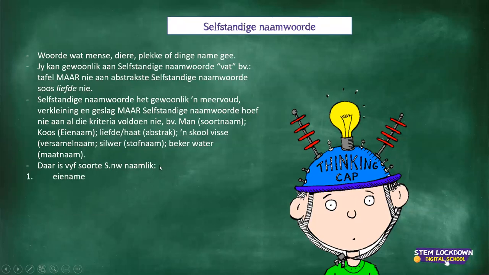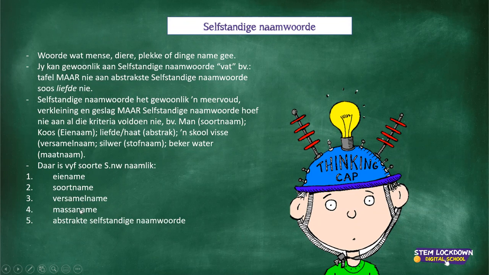It's very important that you can identify the five types of selfstandige naamwoorde. The first one is of course eienname. Second, soortname, versamelname, massaname, en abstracte selfstandige naamwoorde. Now I've given you the English name for each of those five types of nouns. As you go along, you'll see now.